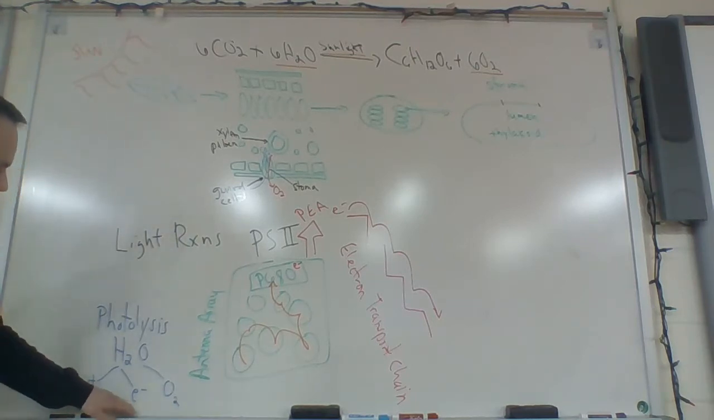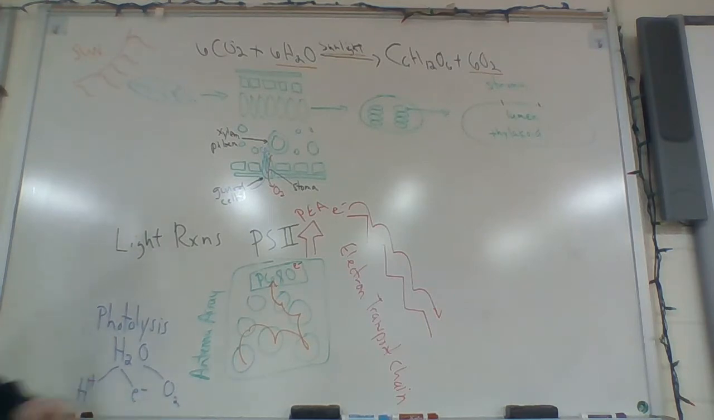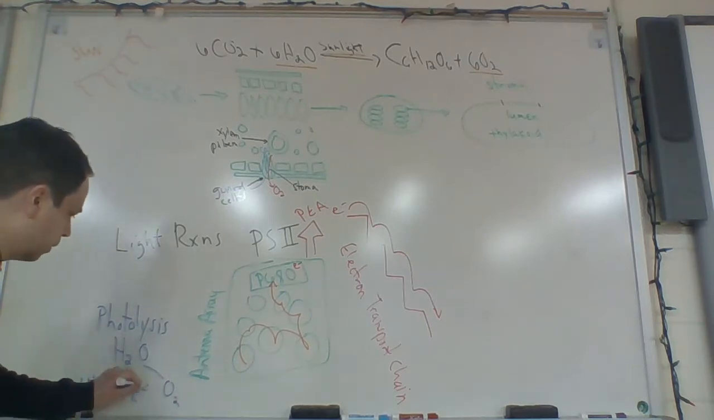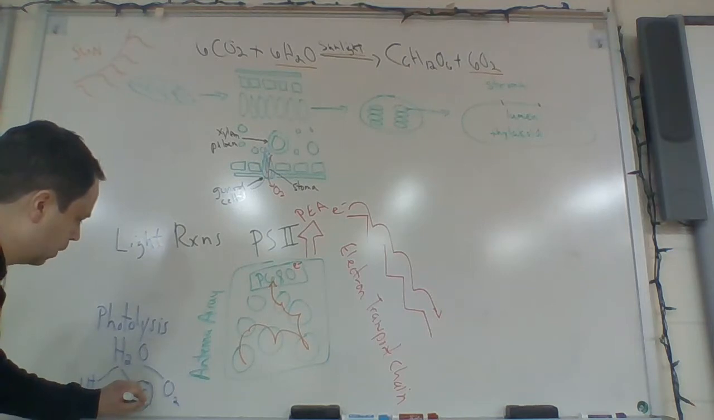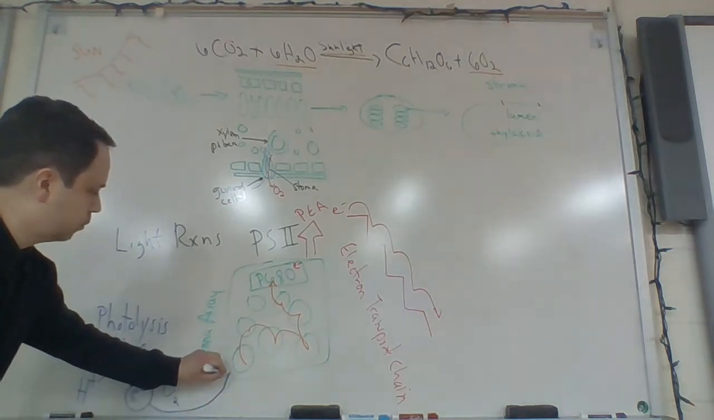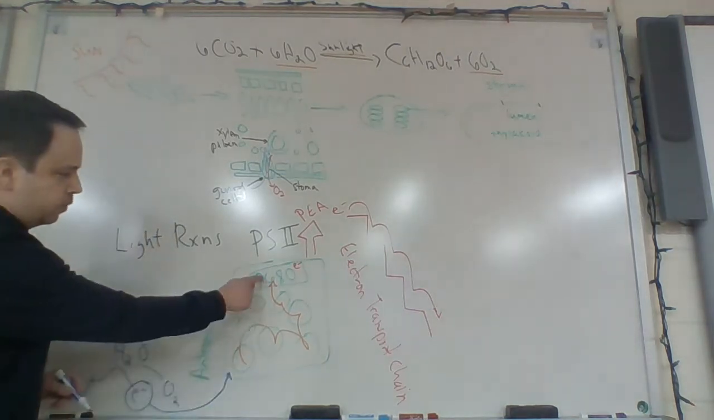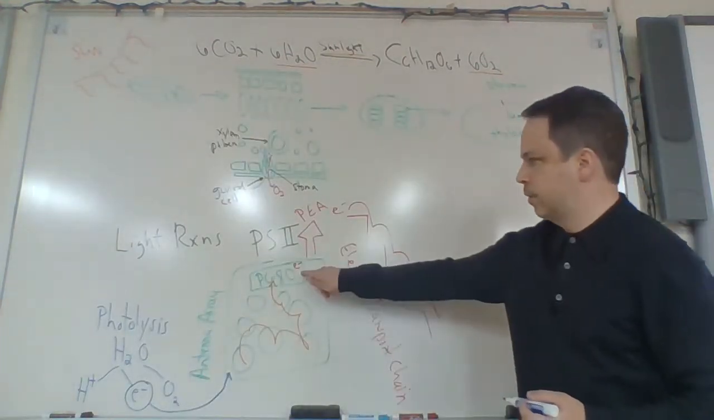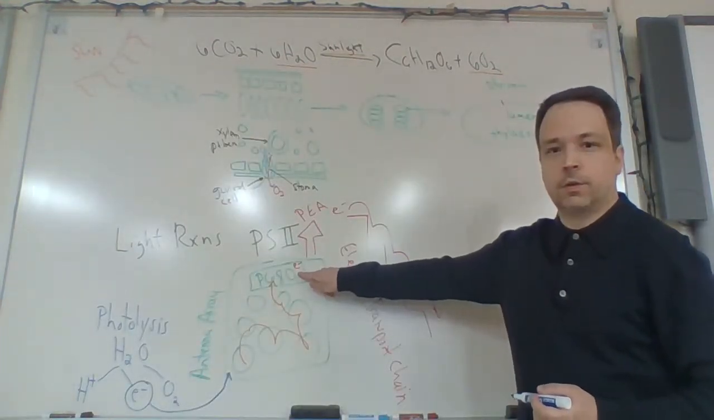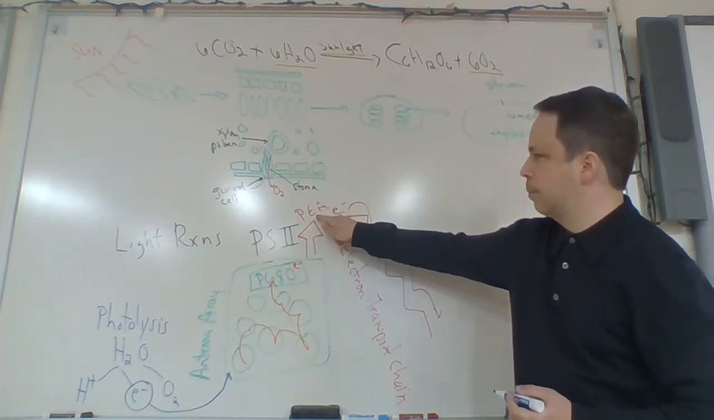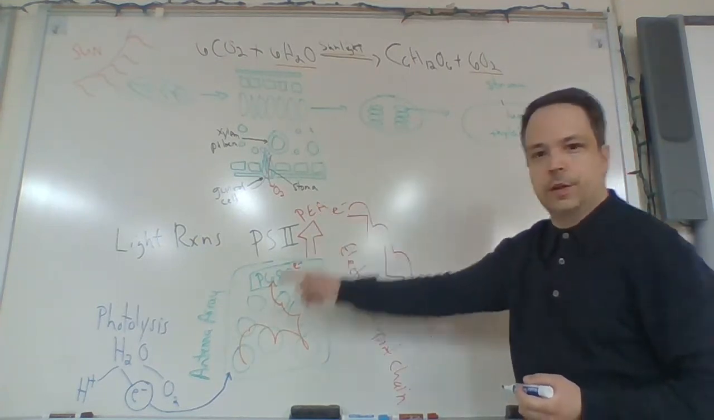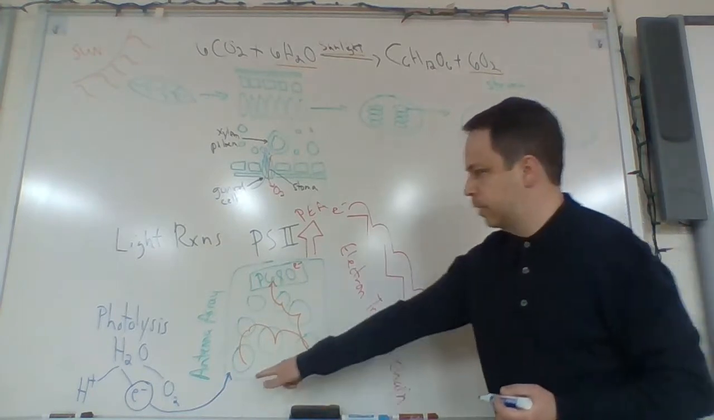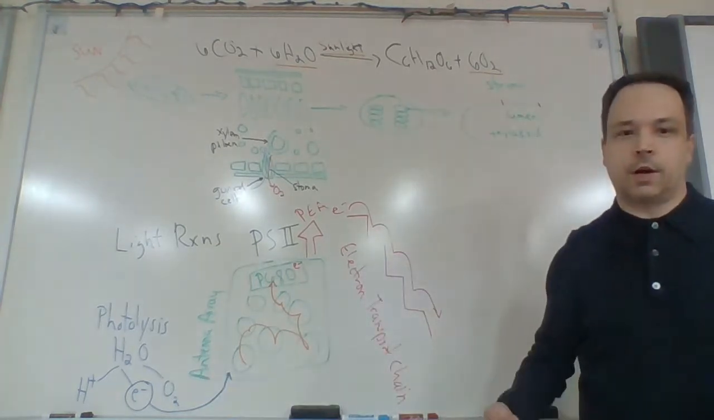So this electron right here from photolysis is going to go over to photosystem 2. It's going to go up to the reaction center, and it's going to replace the electron that was lost. Remember, this electron got lost. It was taken away by the primary electron acceptor. We need to replace it. It gets replaced due to the process of photolysis.